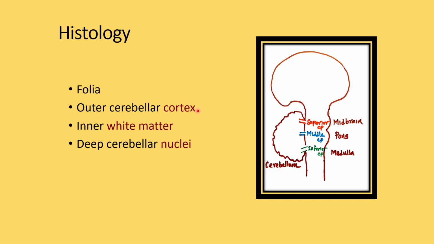Folia is the outer surface of the cerebellum. It is made up of tightly packed leaf-like horizontal folds. It makes the cerebellar surface. The outer cerebellar cortex and deep cerebellar nuclei are made up of gray matter. The inner area is made up of white matter.